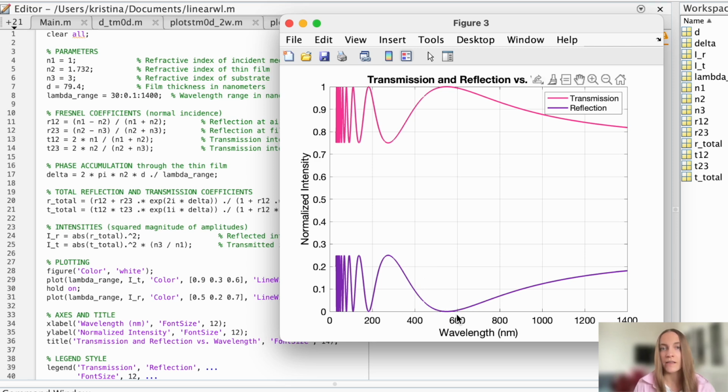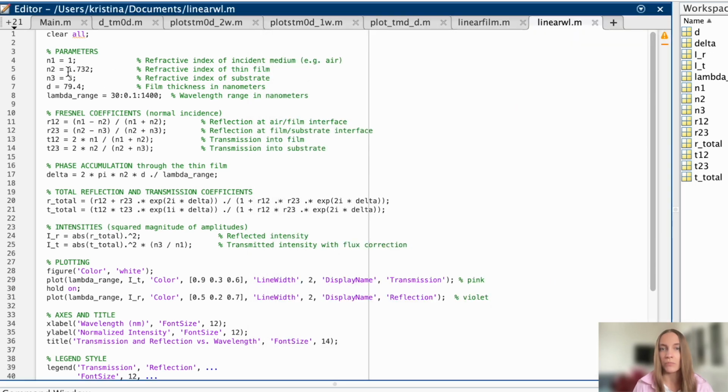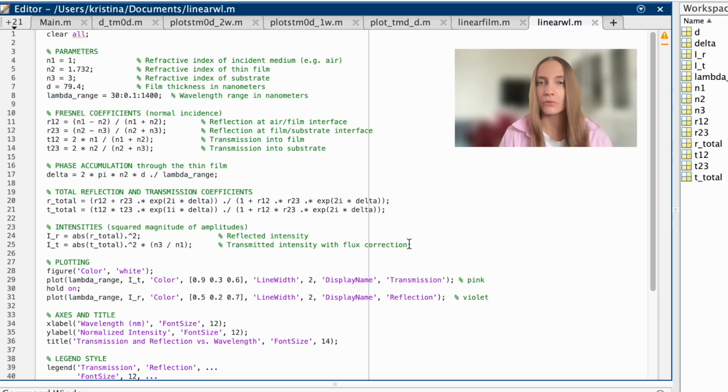As we can see, when we plug in the right values for the refractive indices, the reflection minimum appears exactly at the target wavelength.